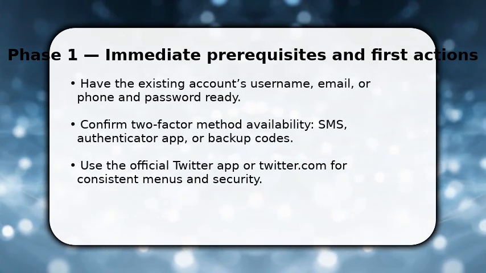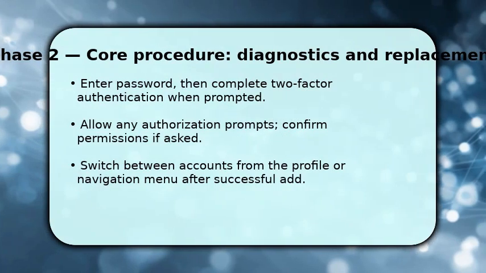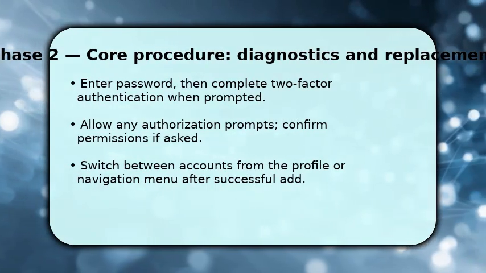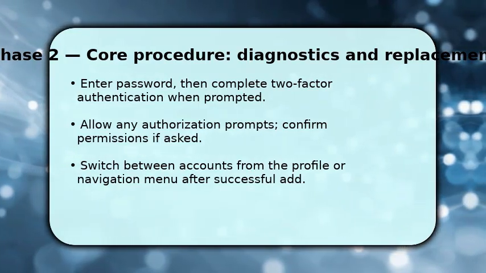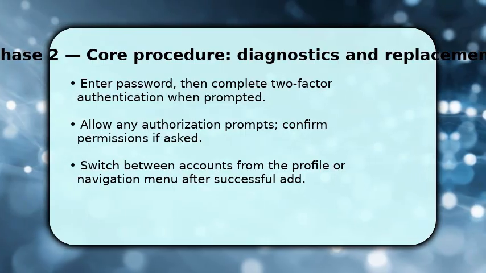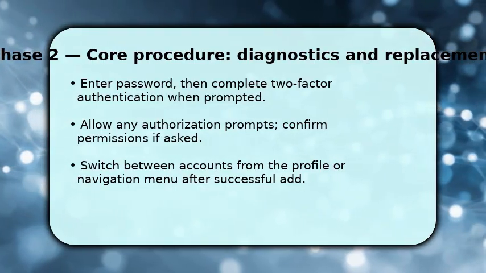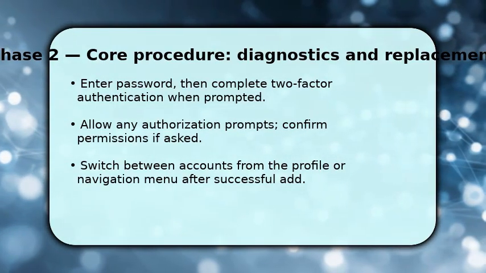After entering credentials, you'll be prompted for two-factor authentication if enabled. Use SMS code, authenticator app, or backup codes to prove identity. Make sure to follow each prompt. Twitter may ask to verify email or phone during the add process. Once verified, the app links the accounts under your device.